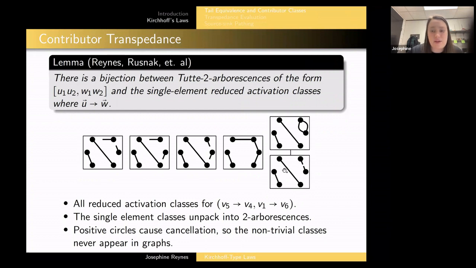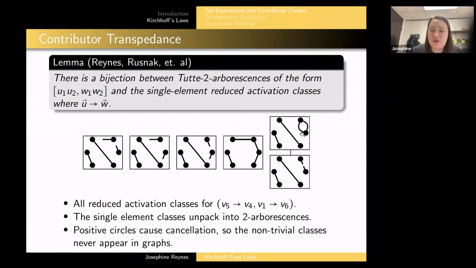Here in this activation class that does not have 1 element, it has 2, and it's a Boolean lattice. When I look at folding things out, I actually get this 2 cycle here, and so it's not an arborescence of the form that we want. So that's why we only have this bijection into the single element reduced activation classes.